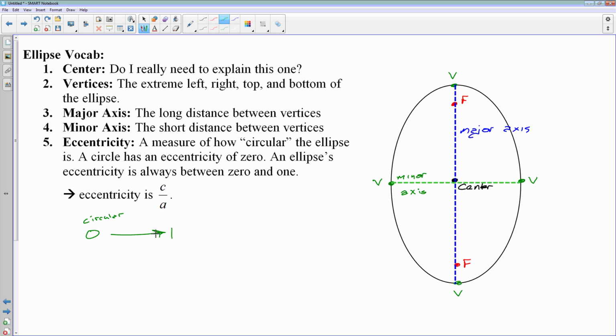And technically, a parabola has an eccentricity of 1. But I'm just going to say if you're closer to 1, then you are non-circular. We'll just leave it at that. I'm going to leave it in common terms. Who cares about what it's actually called?